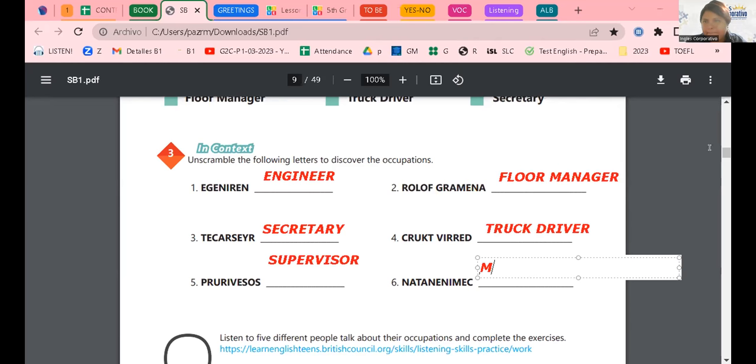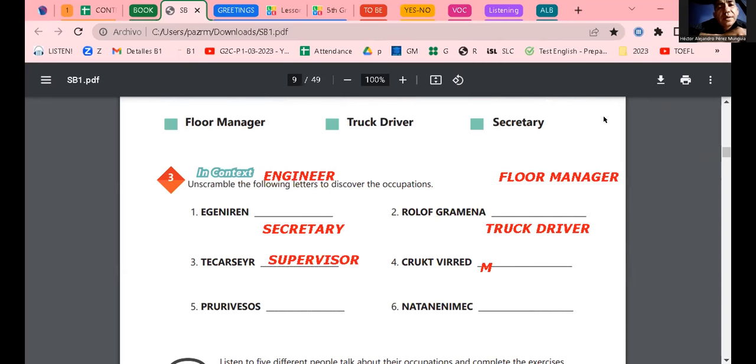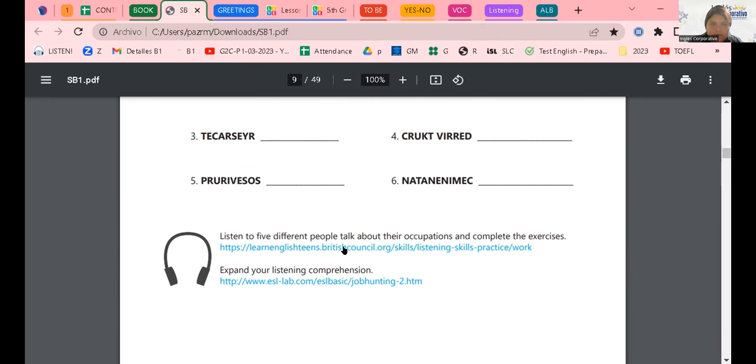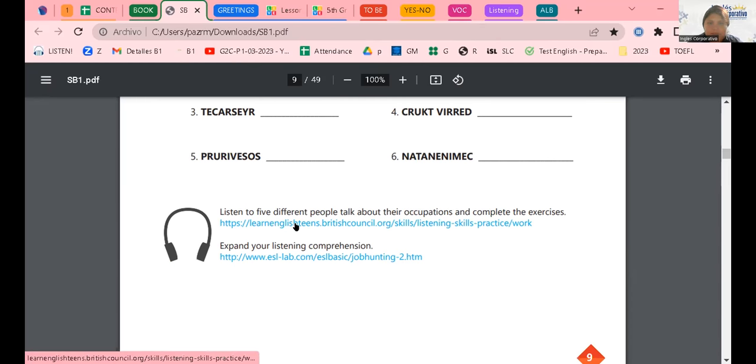¿Cómo se deletrea? M-A-I-N-T-E-N-A-N-C-E. Maintenance. So that's what you have to do in that activity. Eso es lo que van haciendo en esa actividad. Look at this. We have some more activities and we're going to listen to 5 people talk about their occupations and complete the exercises. Okay, so let's open that.